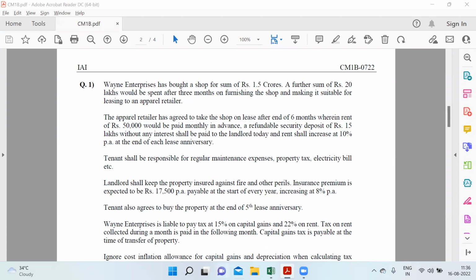So let's do this. Wayne Enterprises had bought a shop for rupees 1.5 crore. A further sum of rupees 20 lakhs would be spent after 3 months on furnishing the shop and making it suitable for leasing to an apparel retailer. The apparel retailer has agreed to take the shop on lease after the end of 6 months, wherein rent of rupees 50,000 will be paid monthly in advance. A refundable security deposit of rupees 15 lakhs shall be paid to the landlord, and rents shall increase at 10% per annum.